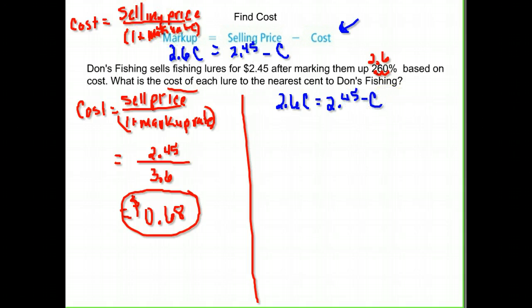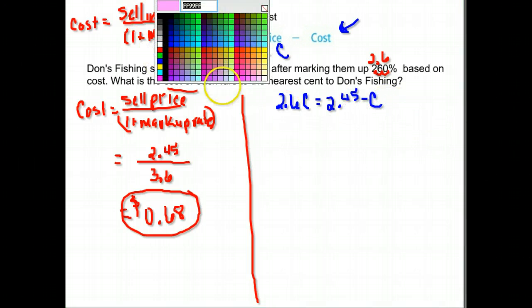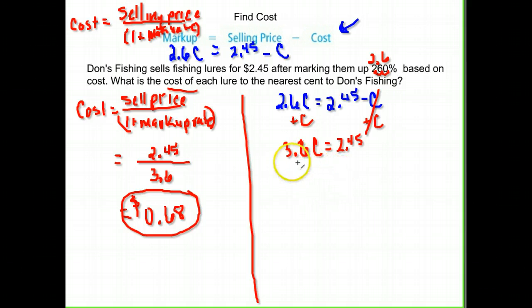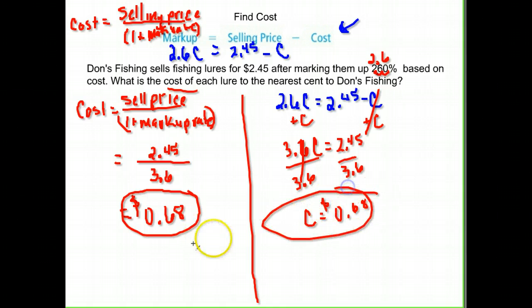Again, 2 methods to get exactly the same answer. So just pick one and use it. Here you have to add C to both sides to get C by itself. That gives me 3.6C. 2.6 plus 1 is 3.6, equals 245. Divide both sides by 3.6 to solve. And again, you get 68 cents as your answer. So again, same answer either way. You make the choice. Which one works best for you?